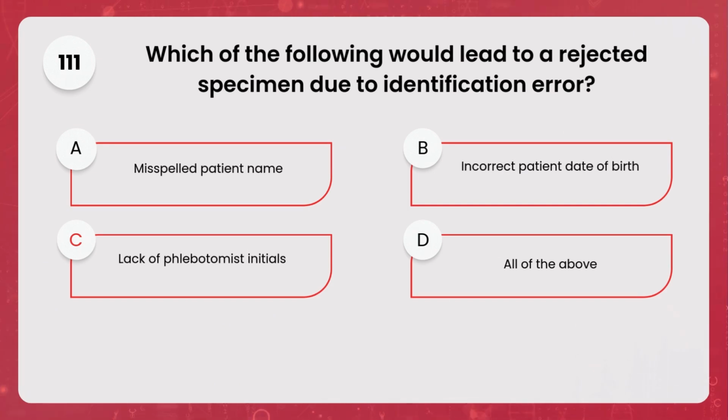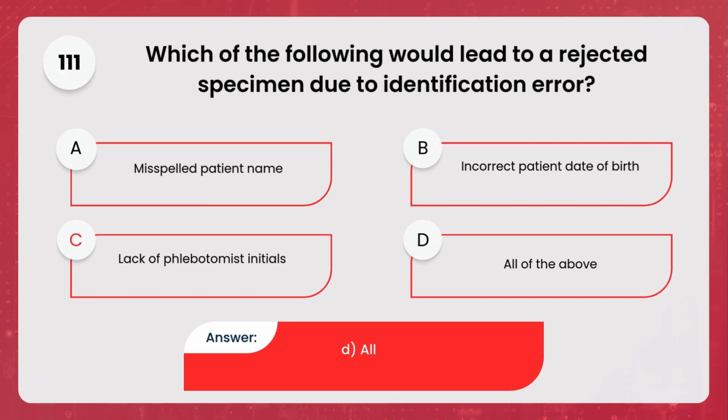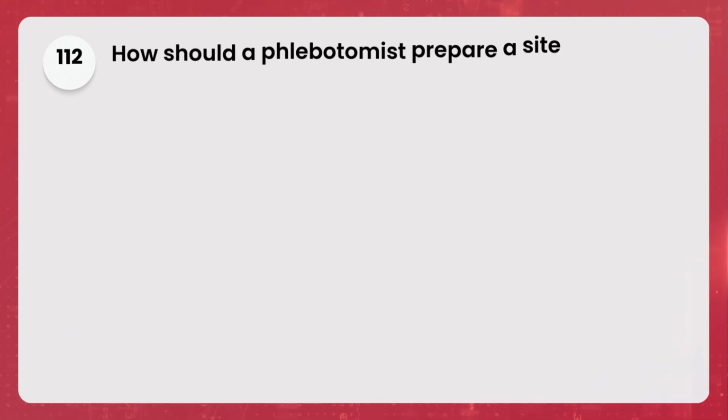Number 111. Which of the following would lead to a rejected specimen due to identification error? A. Misspelled patient name, B. Incorrect patient date of birth, C. Lack of phlebotomist's initials, or D. All of the above? The answer is D. All of the above.